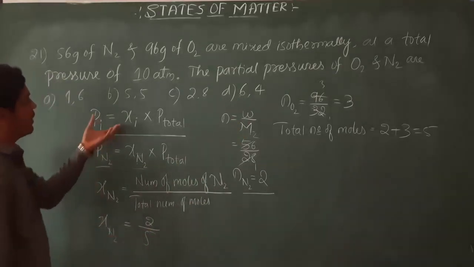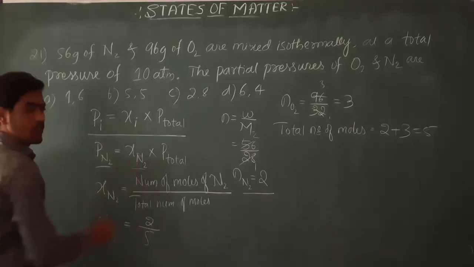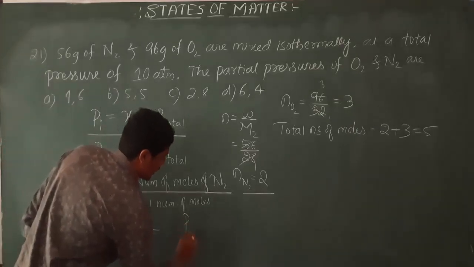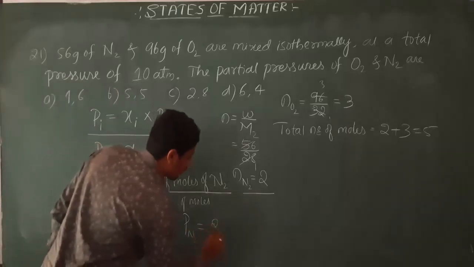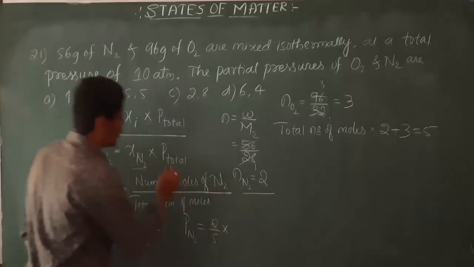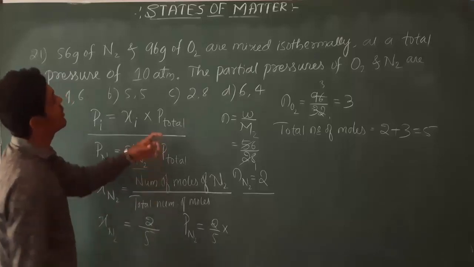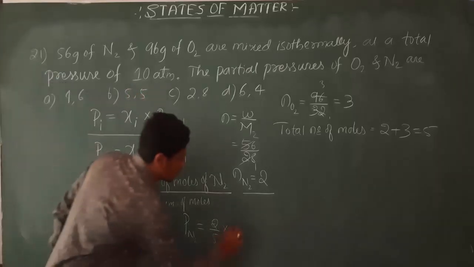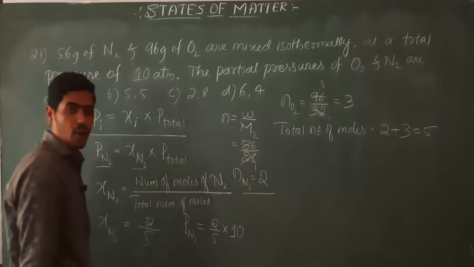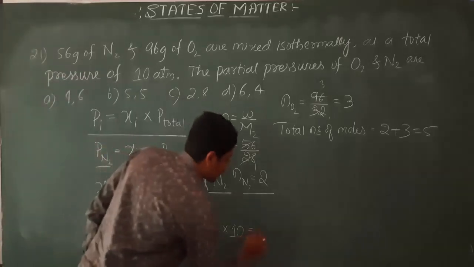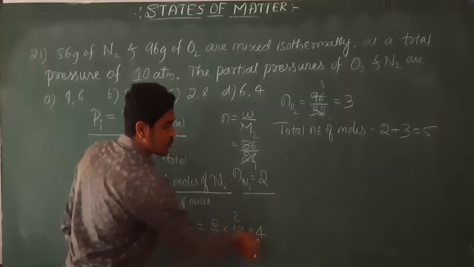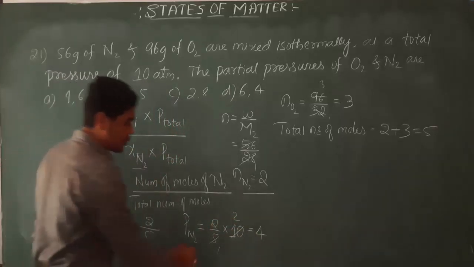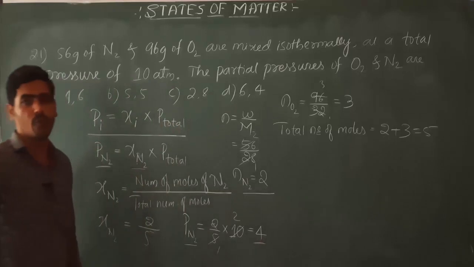And now find the partial pressure of N2. That is Pn2 is equal to Xn2, which is 2 by 5, into total pressure. How much is the total pressure? 10 atm. So it is 2 by 5 into 10. How much will you get? You will get 4. 5 ones are 5, 5 twos are 10. So 2 into 2 is 4. So the partial pressure of nitrogen is 4.